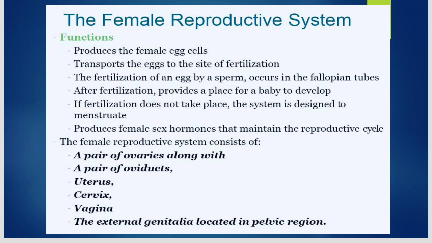And when we talk about the parts of the female reproductive system, it consists of a pair of ovaries along with a pair of oviducts. Now the oviducts are nothing but fallopian tubes. A pair of ovaries, a pair of fallopian tubes, uterus, cervix, vagina, and the external genitalia located in the pelvic region. Here you have to remember that even the mammary glands are integrated with the female reproductive system.